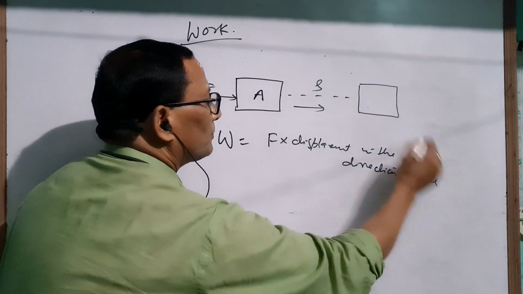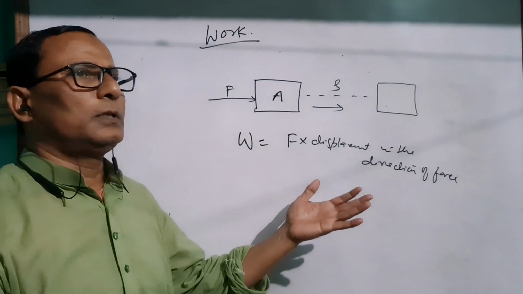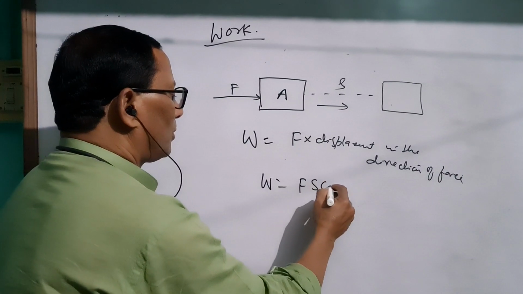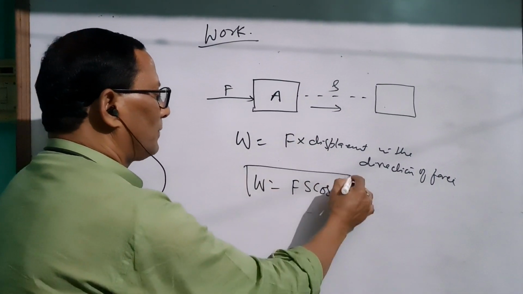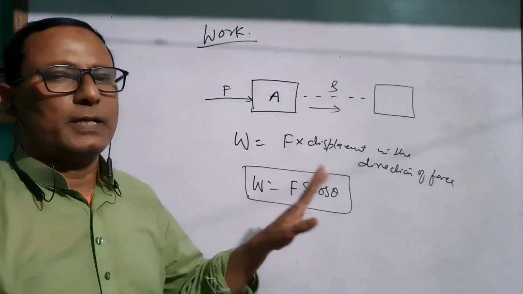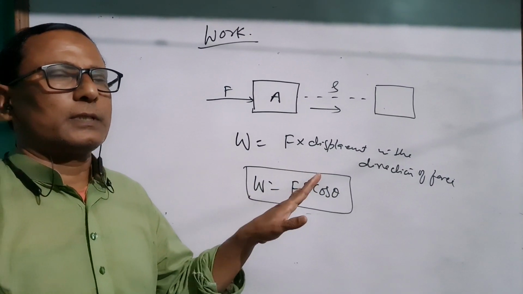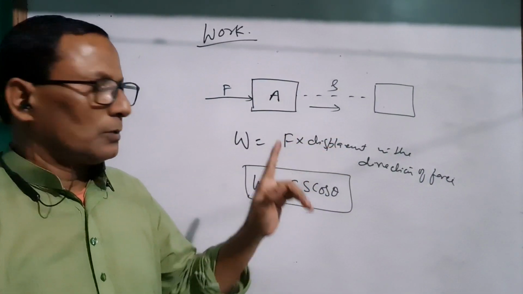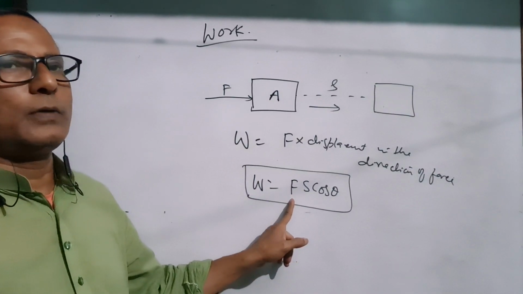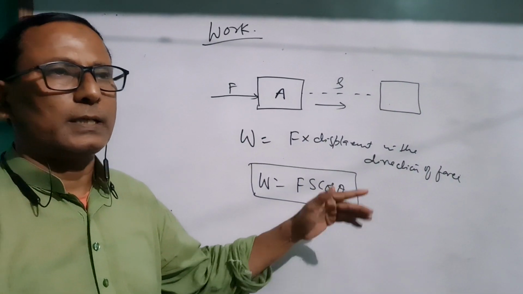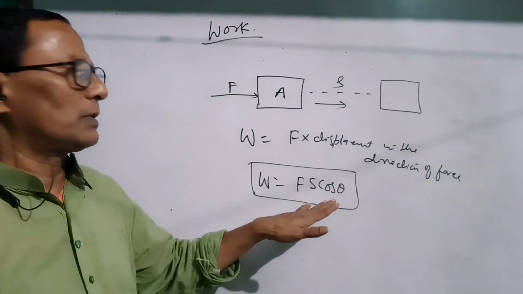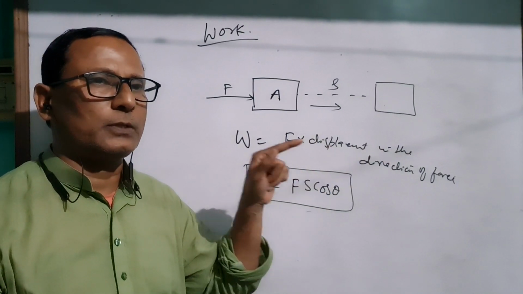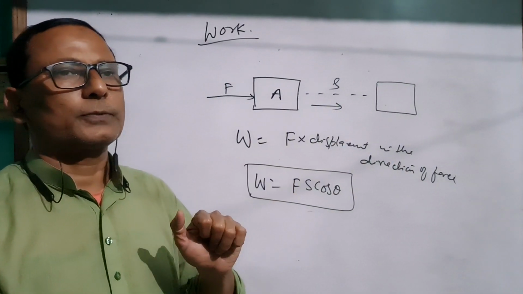In higher classes when you go, you will get the formula for work. Work is equal to Fs cos theta. F is the force applied, S is the displacement, and cos theta. Theta is what? The angle between force and the displacement. So this is the actual formula for work done: Fs cos theta. That you will learn in higher classes, but in 9th class up to your standard, just remember work done is equal to force into displacement, and displacement should be in the direction of the force.